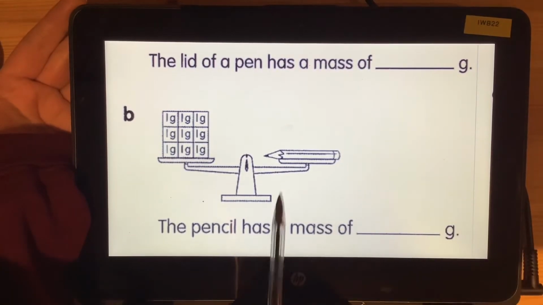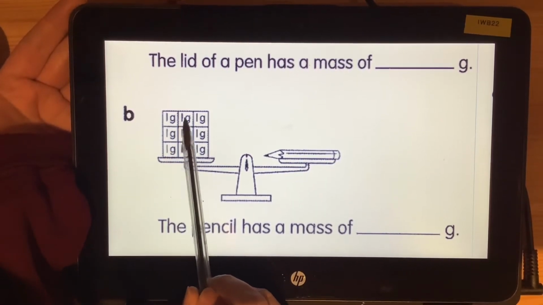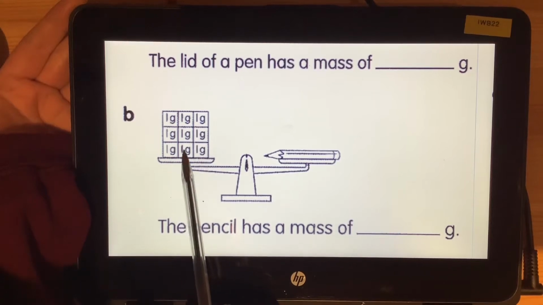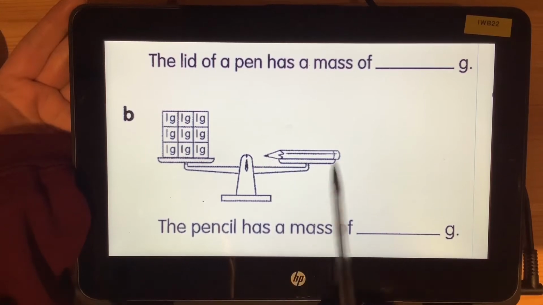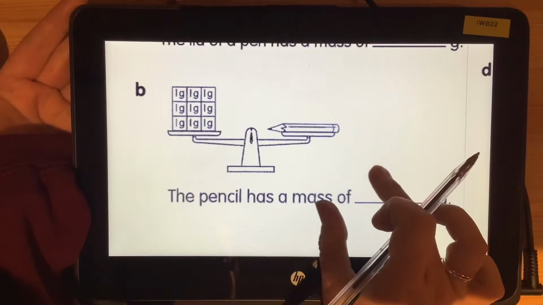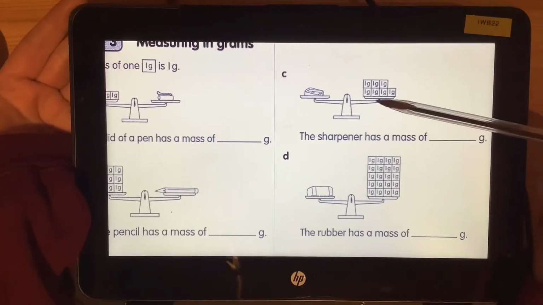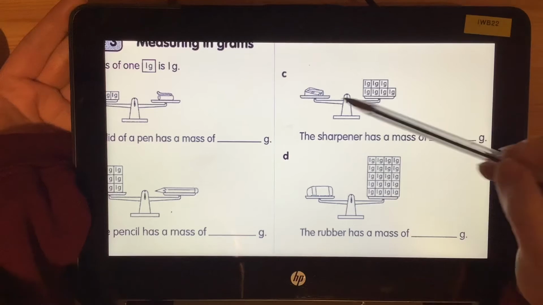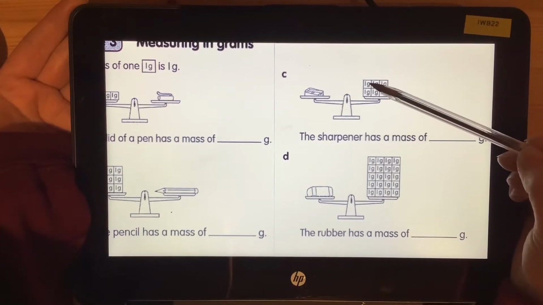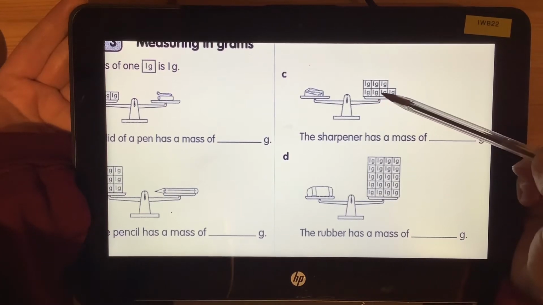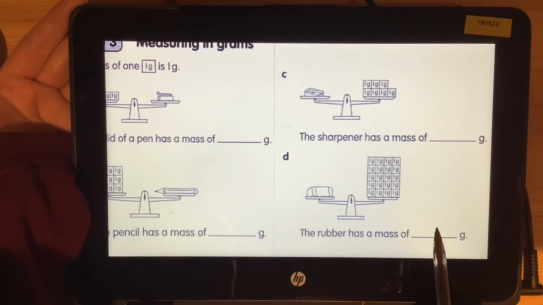Now for the pencil, again, my scale is balanced. That means both sides are the same. I've got 1, 2, 3, 4, 5, 6, 7, 8, 9 grams. So I know that this side has a mass of 9 grams and so does my pencil. Looking over at C, this time I've measured a sharpener. Again, the scales are balanced, so they are the same mass each side. The mass of this side is 1, 2, 3, 4, 5, 6, 7 grams, so the mass of my sharpener is also 7 grams.